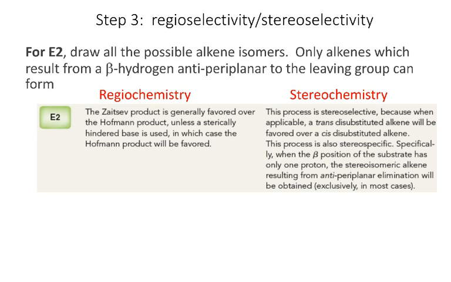For the stereochemistry, remember that the E2 reaction is stereoselective. Usually the trans disubstituted alkene will be favored over its cis counterpart, or in general, even if we can't use the cis and trans labels, we want the big, bulky, sterically hindered groups to be on opposite sides of the double bond. The process is also stereospecific, and so that's what I mentioned at the beginning of this slide. We need to be sure that the hydrogen on the beta position is anti-periplanar to the leaving group.